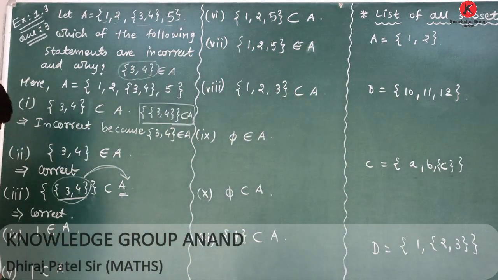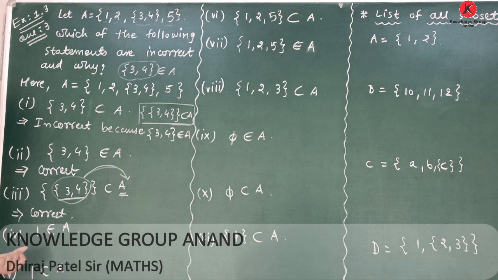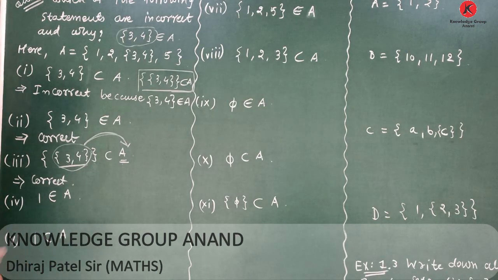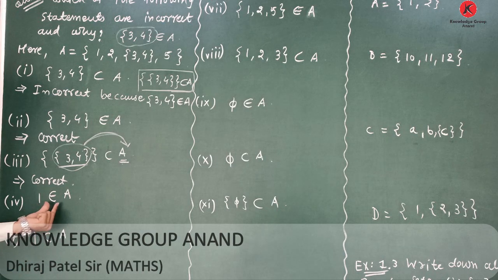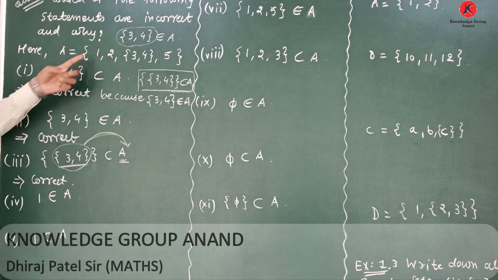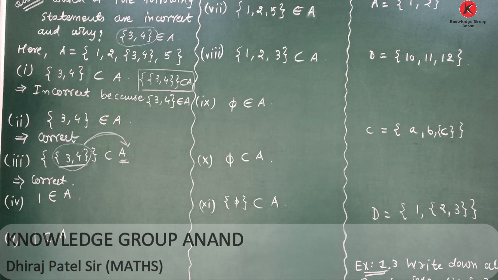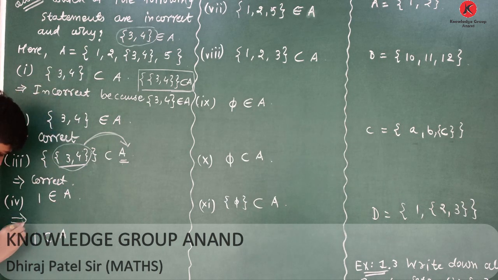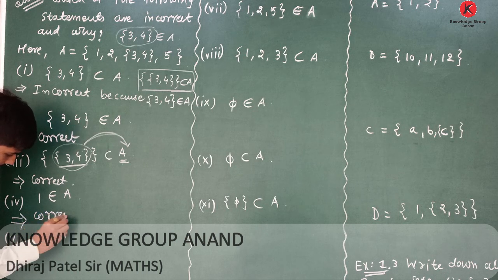Okay. Now, the fourth question. 1 belongs to A. That means 1 is an element of set A. So it is clear that 1 is an element of set A. Therefore, this statement is a correct statement.